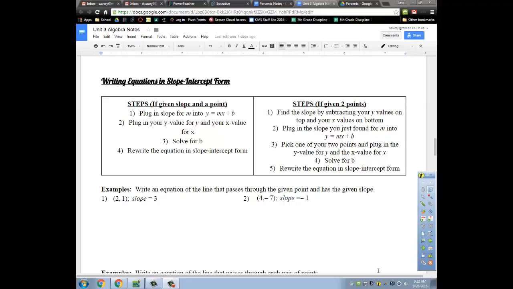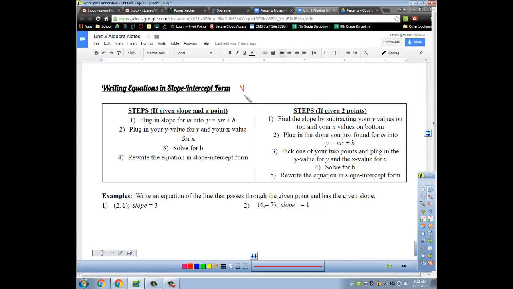Today we're going to be working on writing equations in slope-intercept form. We did that a little bit last week, where we're writing it in the form of y equals mx plus b. But sometimes they won't automatically tell you the slope and the y-intercept. We need to find one or both of them.